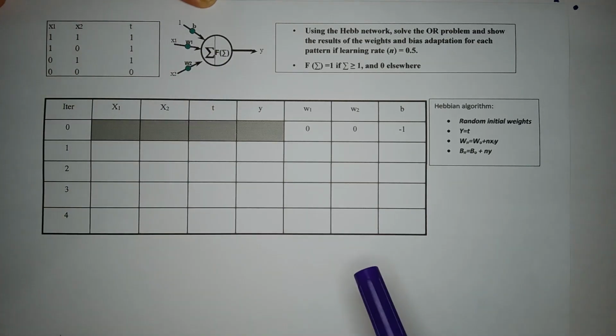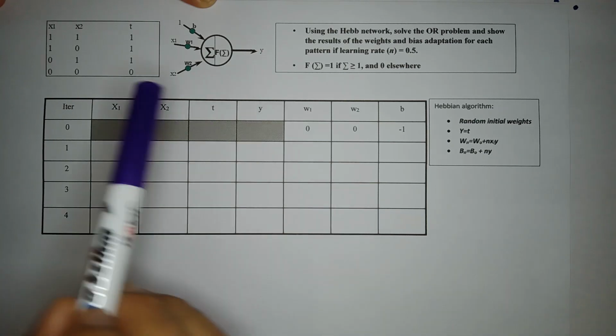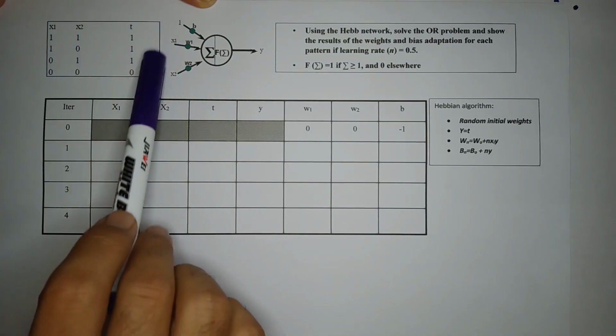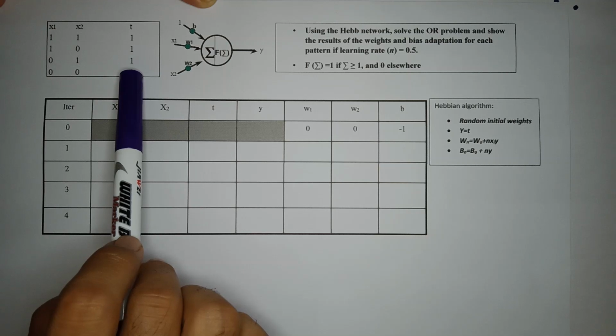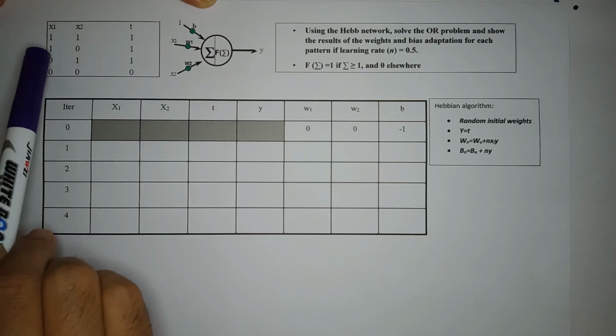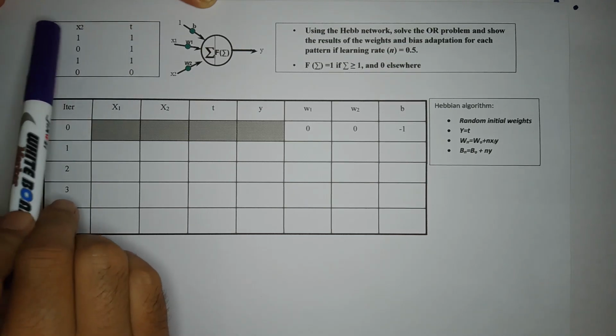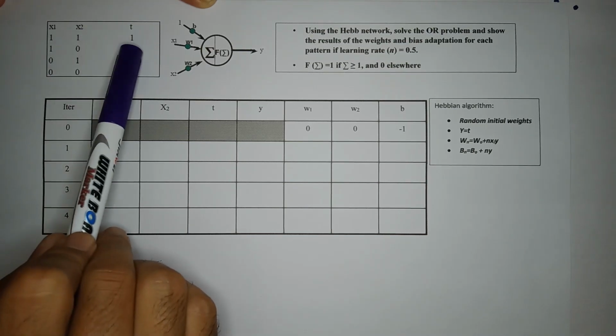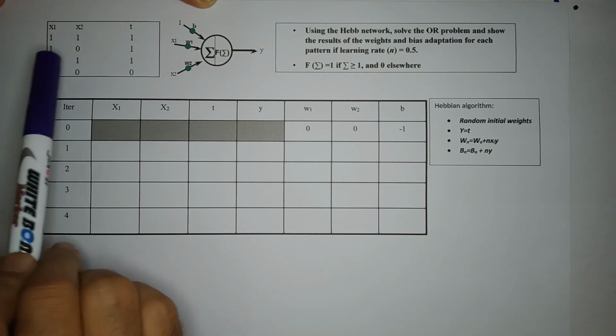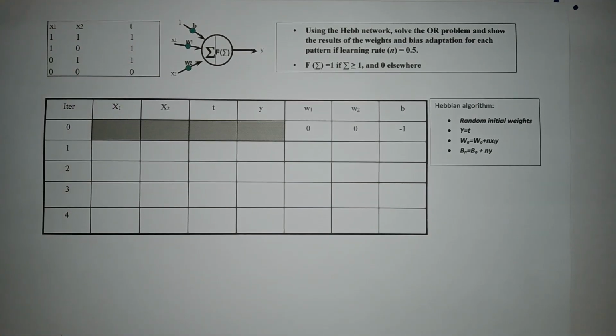So basically from this particular question, we are given a set of 4 samples. For all the samples, x1 and x2 equal to 1 1 gives a target of 1, 1 0 will be 1, 0 1 will be 1, and then 0 0 will be 0.